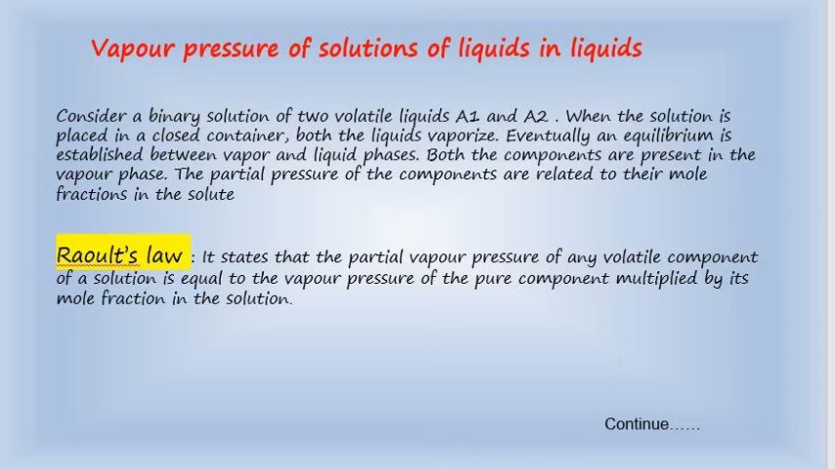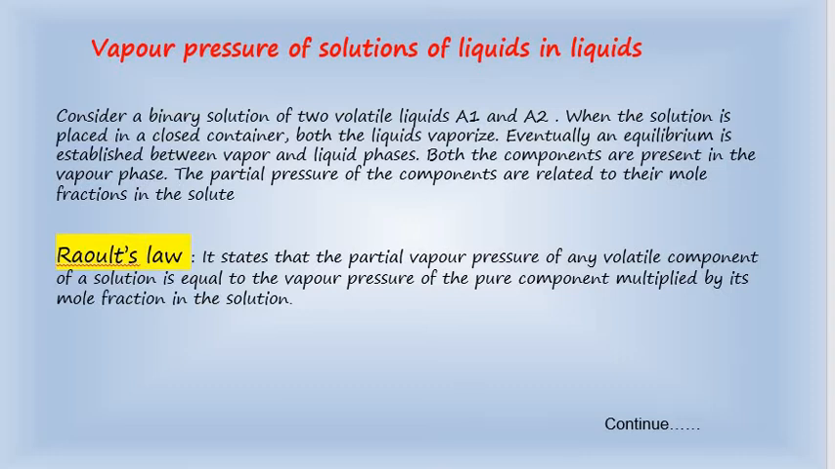Before that, I want to tell you what vapor pressure is. If we are taking one liquid in a closed container, the liquid will start to vaporize, and the vapor will start exerting pressure on the surface of that same liquid, and that pressure exerted by the vapors of the same liquid on its surface is called vapor pressure.